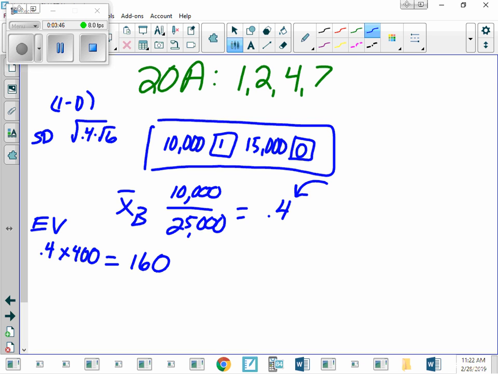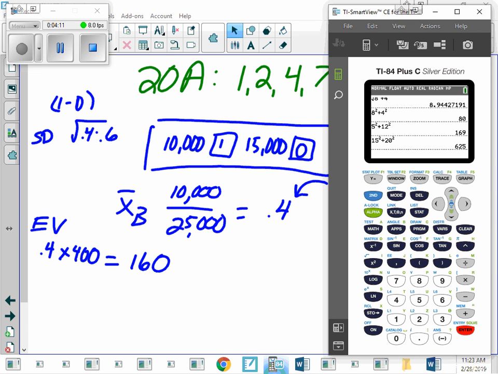Now, before I do this in my calculator, what's the number going to be close to? Anytime the number of tickets in the box are close to the same size, then it's going to be 0.5. So this will be a little bit off of 0.5. So the square root of 0.4 times 0.6, and I end up with 0.489.